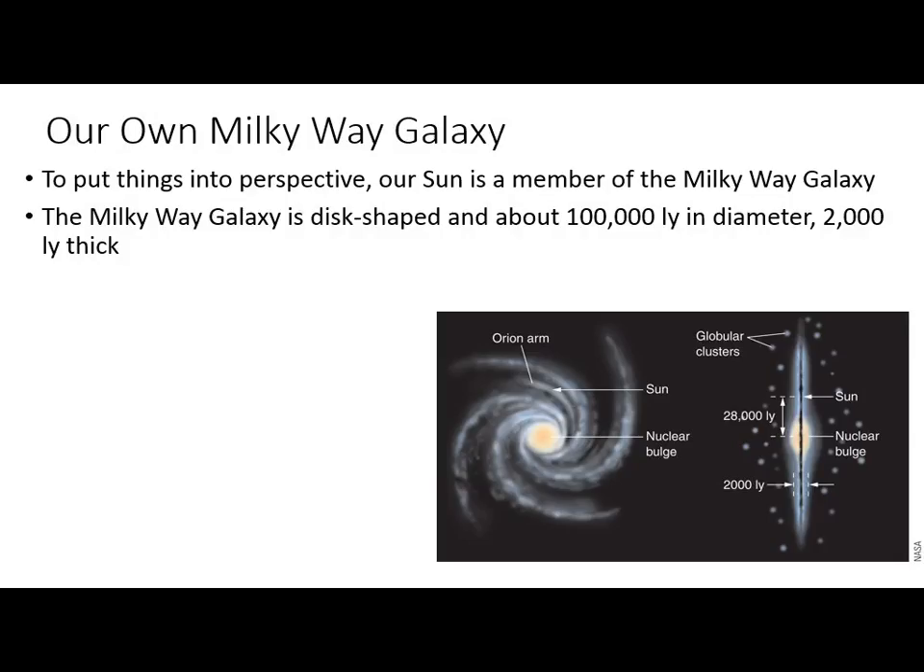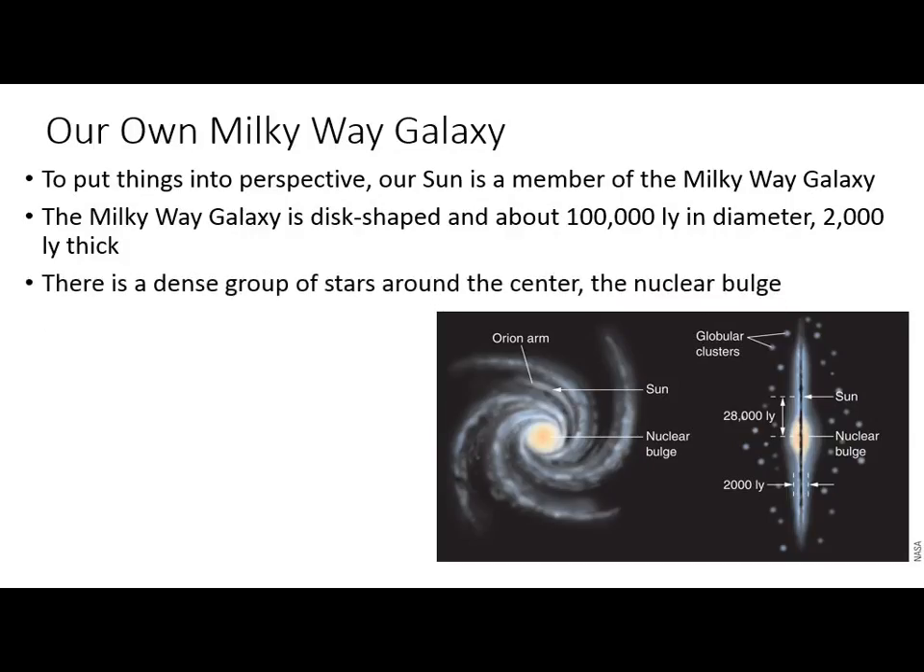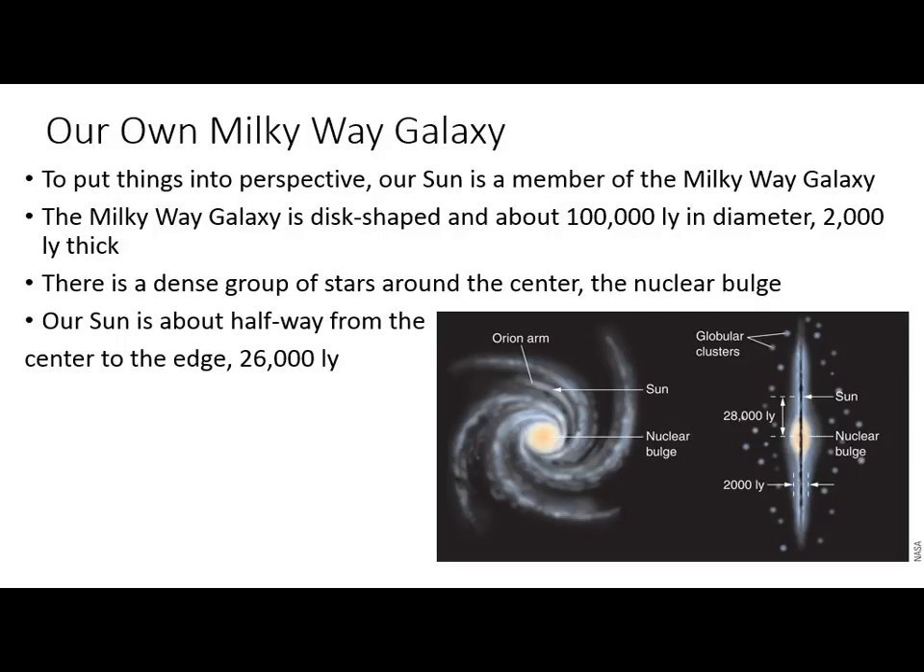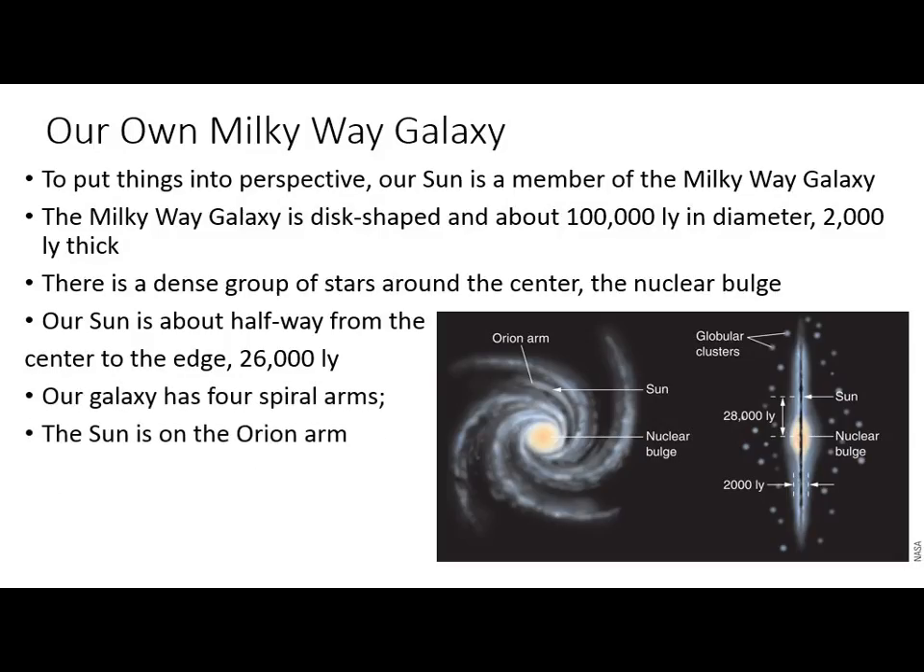How wide is our galaxy? Its diameter, the longest part, is about 100,000 light years. In the center, I told you there's a supermassive black hole. There's also a cluster, a very busy spot with lots of stars, and that's what we call the nuclear bulge. How thick is it? About 26,000 light years. It has 4 major spiral arms, and they're named. The spiral arm that the sun is on is the Orion spiral arm.